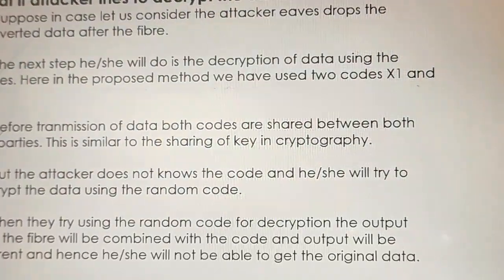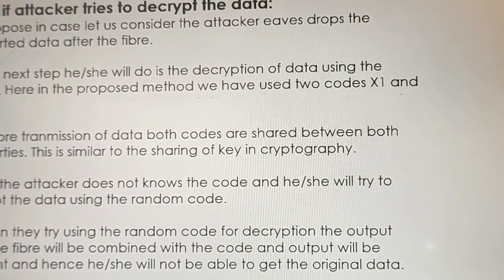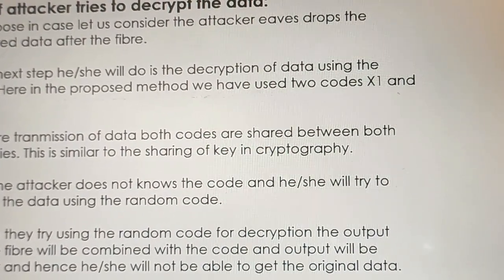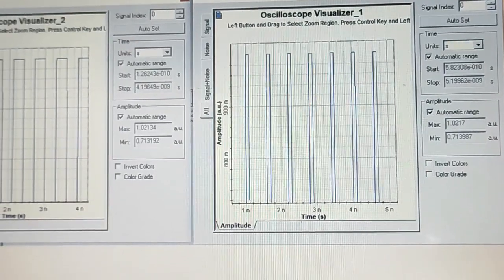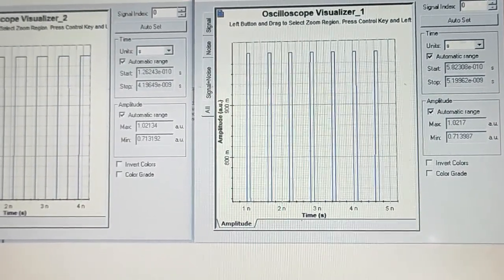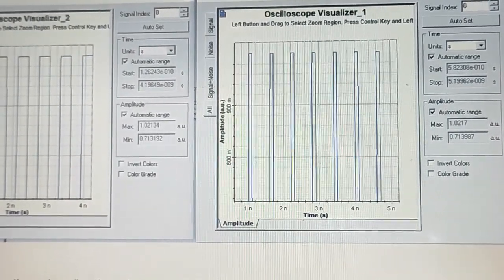fiber. And here, if the attacker tries to decrypt the data with another code, then he would not be able to get the data which we are sending. So right side diagram is the data which the attacker is getting, and the left side data is the original.